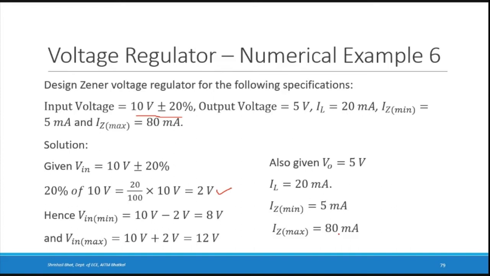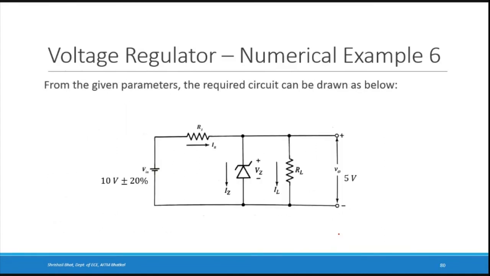So to design, as I said, the first thing you have to do is to select a suitable Zener diode whose breakdown voltage VZ is equal to V0, that is 5 volts in this case, right? So this is the required circuit diagram. V in is 10 volts plus or minus 20%, V0 is 5 volts. You are supposed to find what Zener diode we'll use, what R1 we will use, and what RL we will use. From the given things, you can find them.